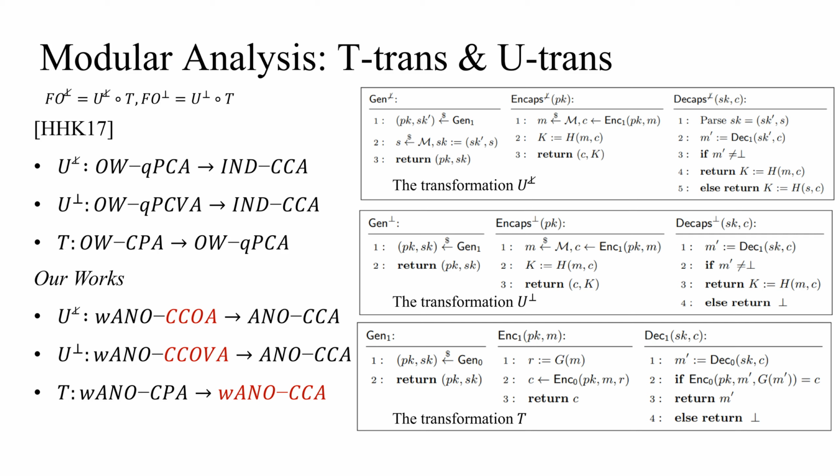And the transformation T converts a weakly ANO-CPA secure PKE to a weakly ANO-CCA secure DPKE. Here, the first notion means providing the adversary a decapsulation oracle, and the other means providing one more oracle. And CCA security implies these two securities. And later we will introduce these oracles.